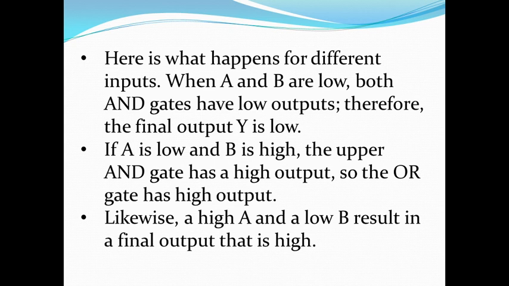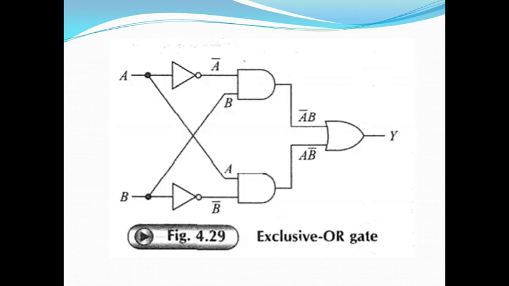Now, if A is low but B is high, what will happen? If A is low, B is high. A bar is going to be high, B is high. So both the inputs of upper AND gate are going to be high. So output of upper AND gate is going to be high. That is the input to the OR gate. So output is going to be high. A bar B is going to be high. So output Y is going to be high.